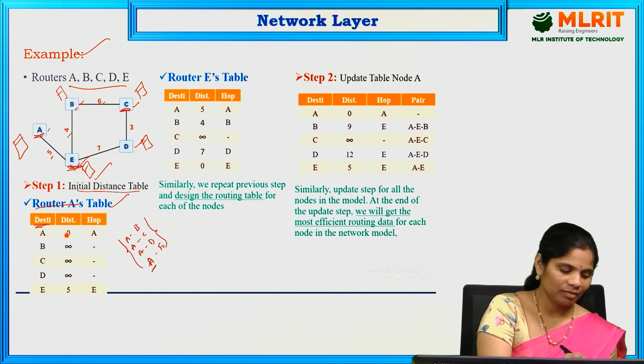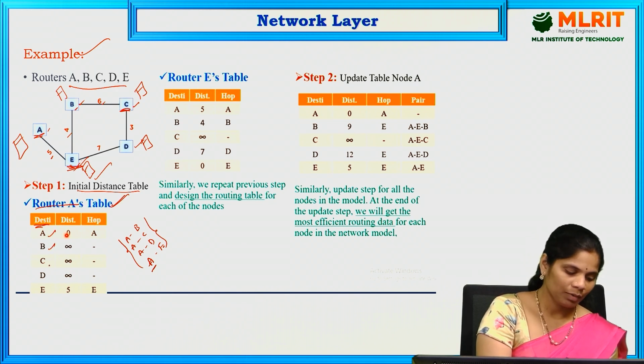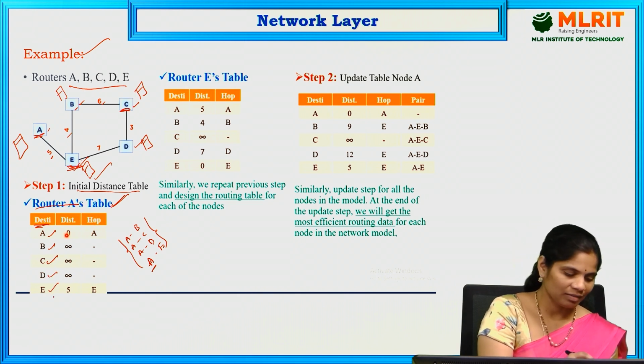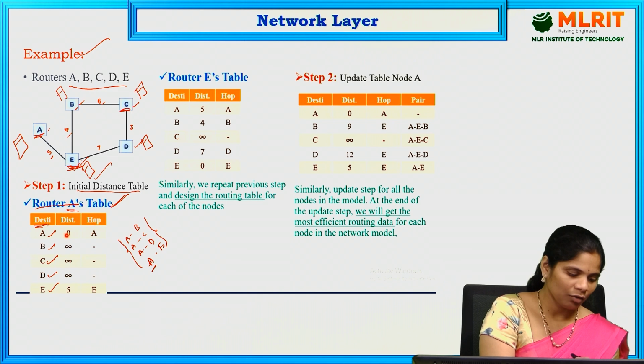So here, this is the router A table. Here we are talking about the destination: from A to A, what is the distance? From A to B, from A to C, A to D, A to A, we are going to find. So the first one is from the A table onwards. A to A, what is the distance?